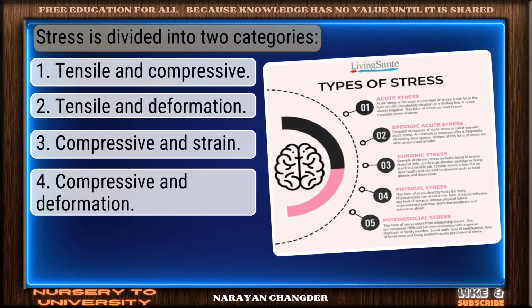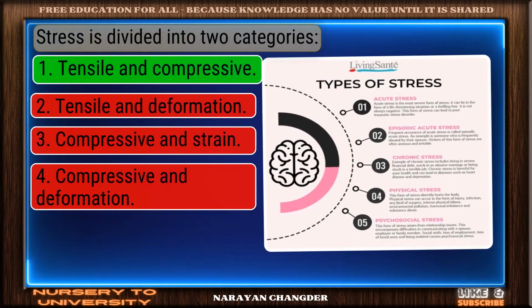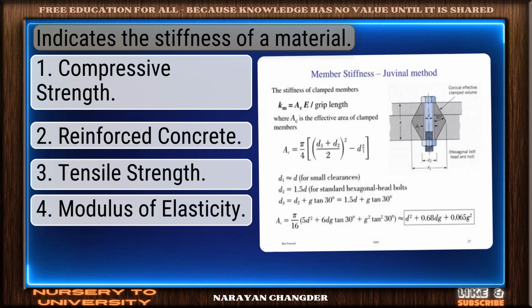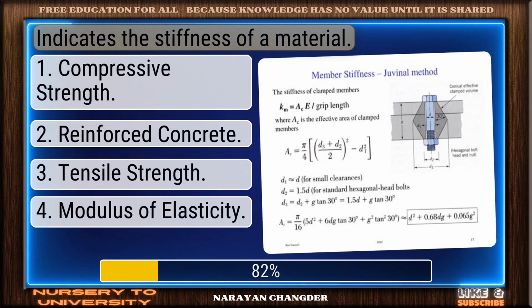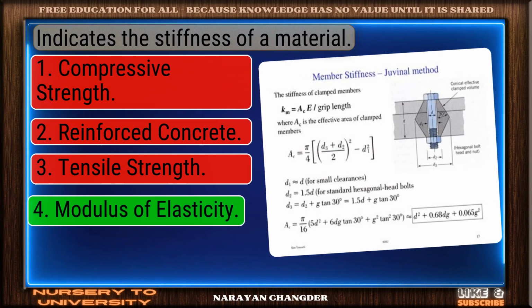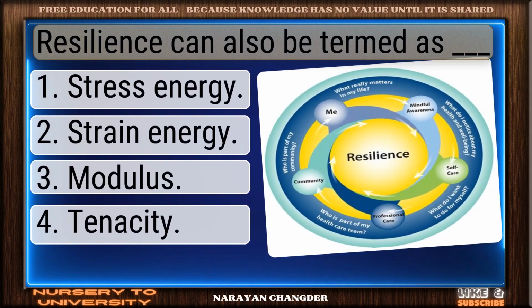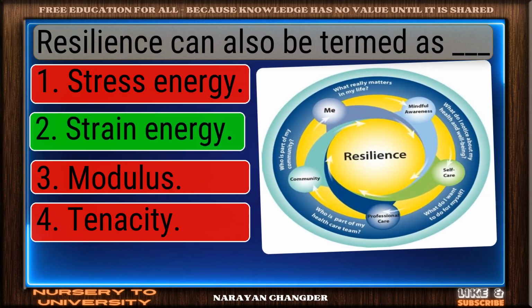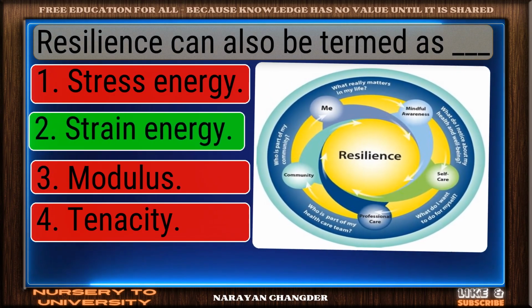Stress is divided into 2 categories. Solid response. Tensile and compressive is a valid choice. Indicates the stiffness of a material. Excellent. Modulus of elasticity is a brilliant choice. Resilience can also be termed as dash. Nice selection. Strain energy is the correct and valid answer.